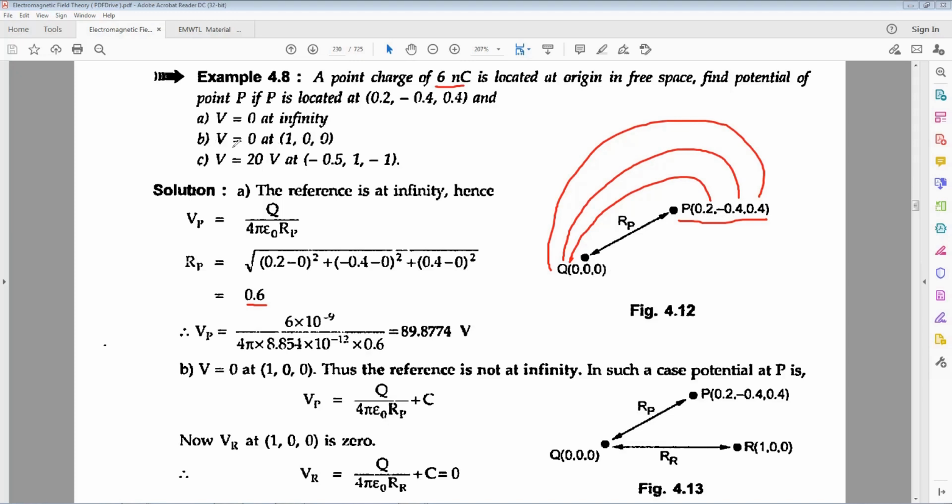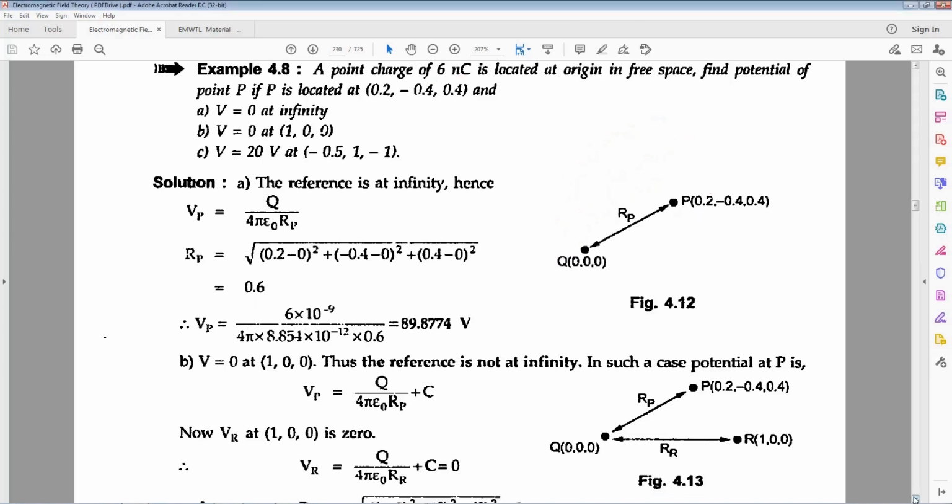Next one, when V is equal to 0 at 1, 0, 0. Thus, the reference is not infinity. In such cases, the potential at P is V_P equal to Q by 4 pi epsilon naught R_P plus C. Okay.